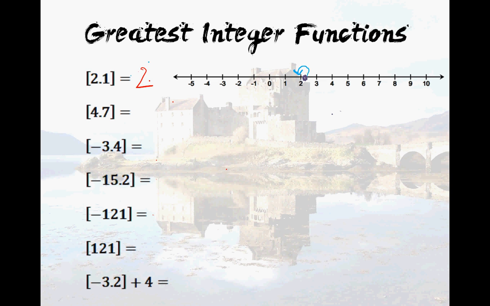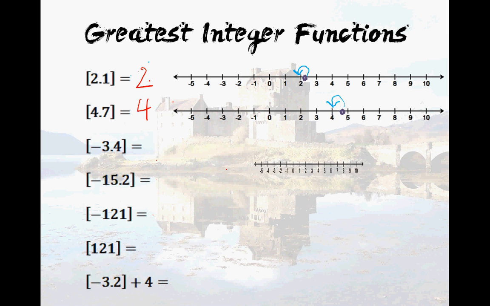Okay? If we do 4.7 as an example, that dot right there is where 4.7 would be. So we're going to go backwards. The next integer down is 4, and so that would be your answer. So positive numbers are really easy because you basically just take off the decimal and then that's your answer. Okay? Negatives are a little bit trickier, but hopefully this helps you to see them.